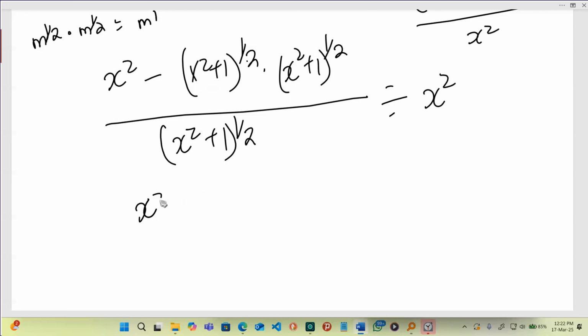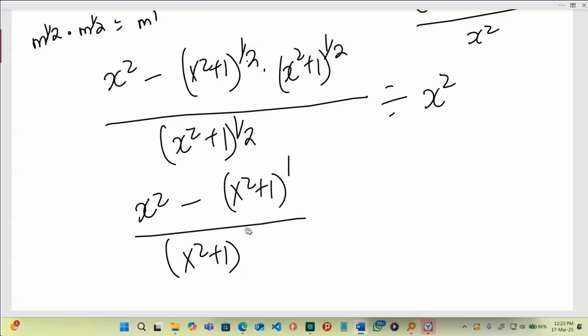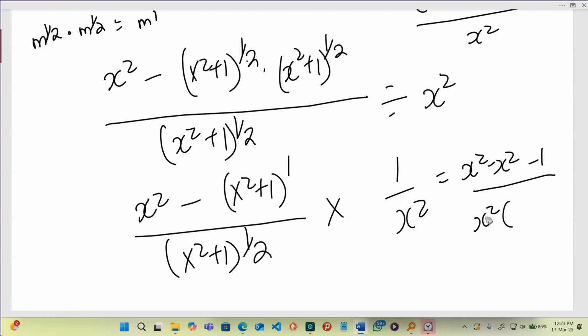So I'll have x squared minus, this is (x squared plus 1) to power 1, and divided by (x squared plus 1) power a half. This becomes times 1 divided by x squared. So this becomes x squared minus x squared, then minus 1, that is if I open the brackets here. This becomes minus x squared, then the negative also affects this one. And then we divide everything by x squared into (x squared plus 1) power a half.